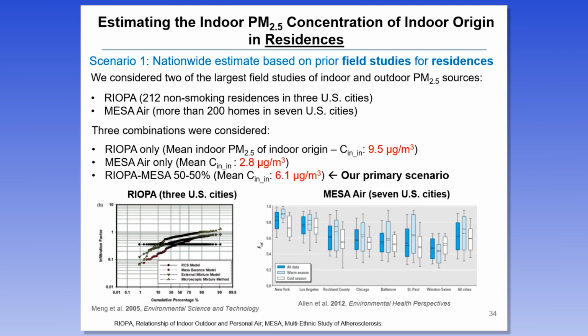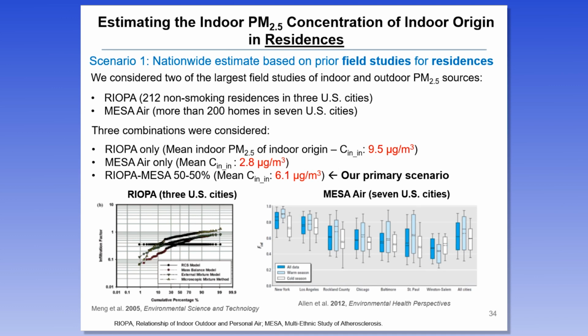So the first study was the RIOPA study, which measured 212 non-smoking residences in 3 United States cities, and the other one was MESA Air, which measured these parameters in more than 200 homes in 7 U.S. cities. Our first combination in scenario 1 was RIOPA only. In that scenario, the C_in was 9.5 micrograms per meter cubed.